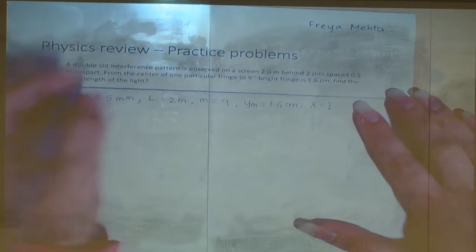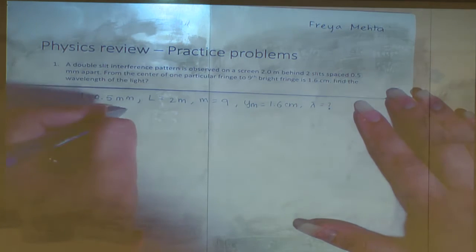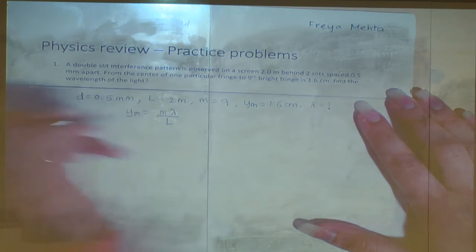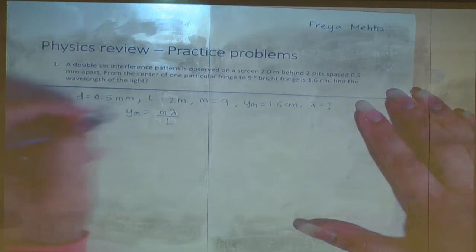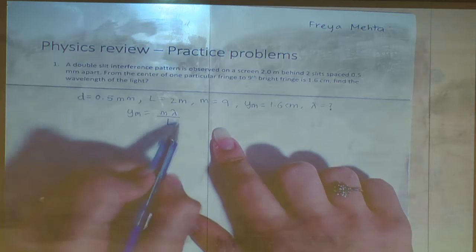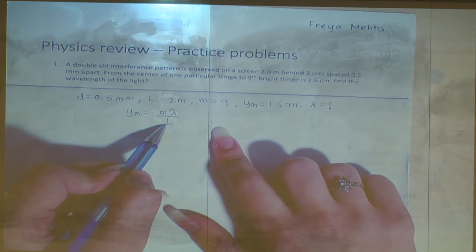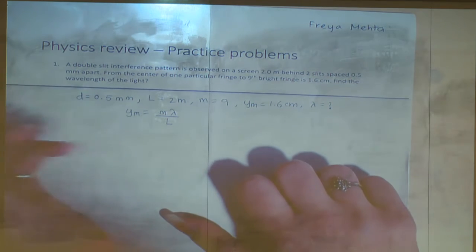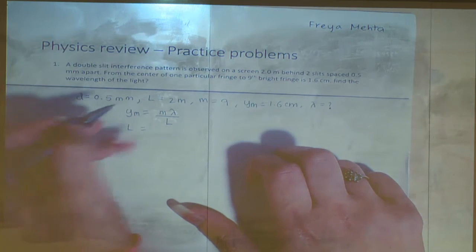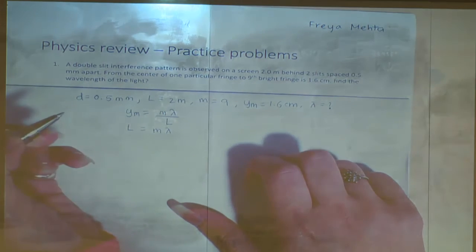So the formula for that is... this is the y value on the screen, this is the order, and then that's lambda, that's the wavelength, and that is my distance from the slit to the screen, right? That being said, let's solve for L. So then that would turn out to be... no, we're solving for a wavelength, my bad.